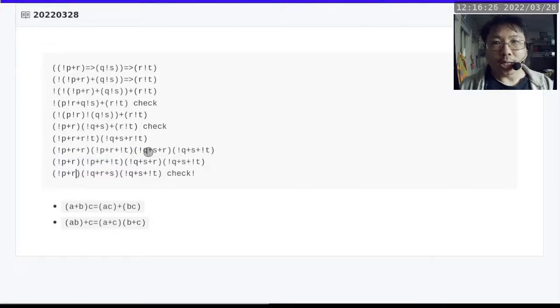Now the other side, there's not much you can do about simplifying. I mean, there's nothing you can do. So this becomes the answer, and yes, I did check it. Okay, so this is correct.